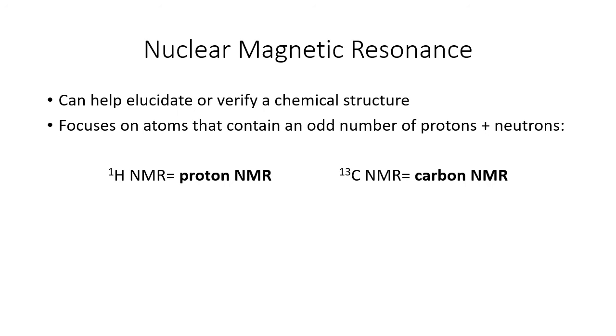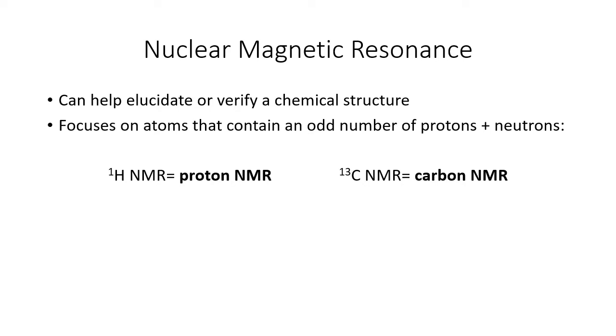Nuclear magnetic resonance, or NMR, is a powerful technique that can help elucidate or verify a chemical structure. Now, NMR is a type of spectroscopy, and we've learned already about IR spectroscopy that can detect the presence or absence of bonds in a molecule. Where IR looks at bonds, NMR is going to be focusing on atoms, and specifically we'll be looking at atoms that contain an odd number of protons and neutrons, or an odd mass number.